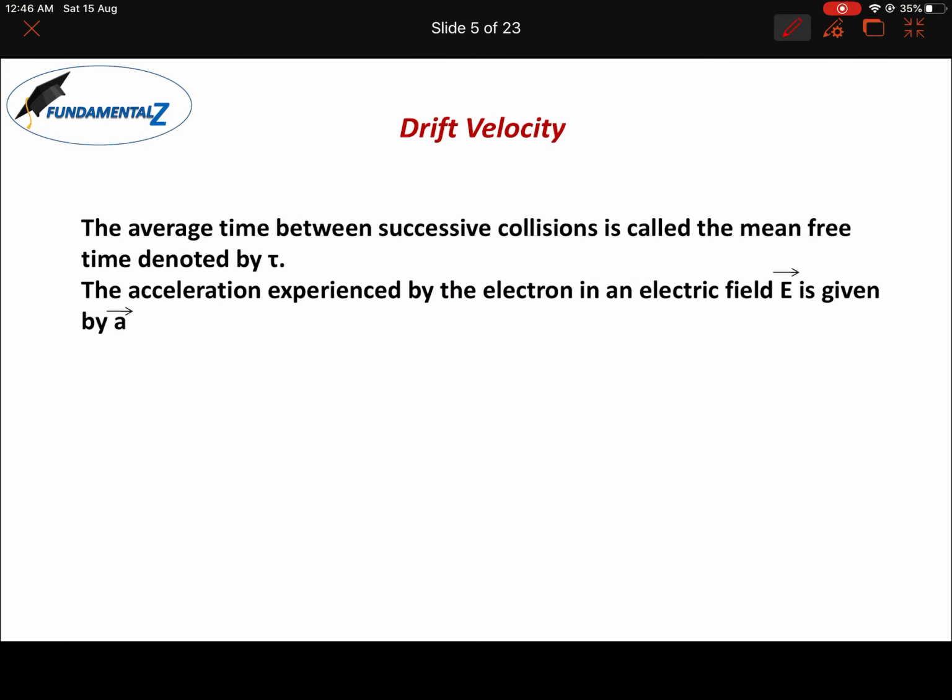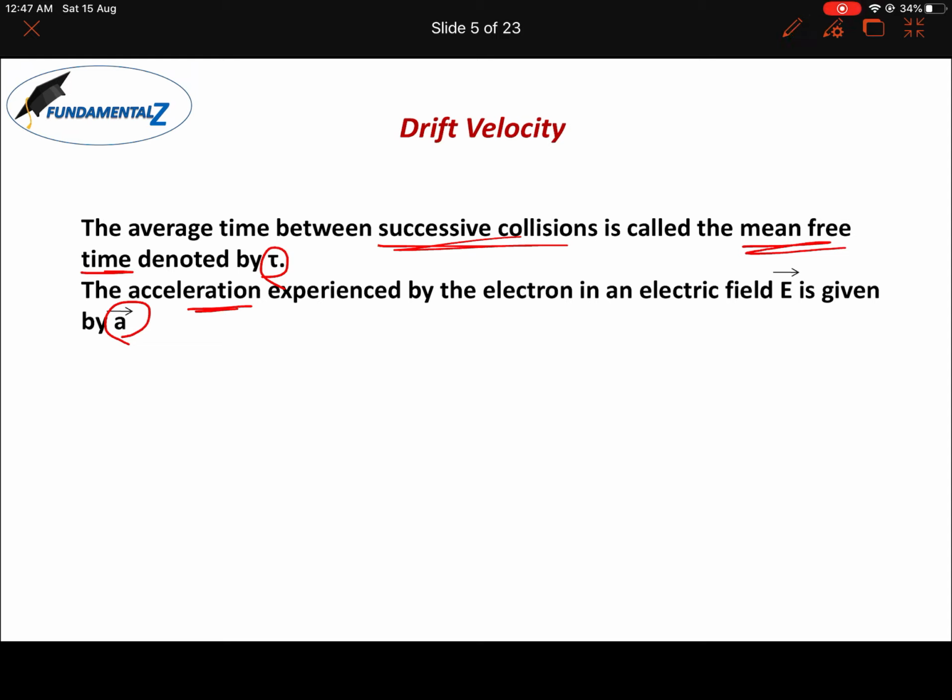So now we are going to derive the drift velocity. Before that, we need to know two terms. One is tau, the other one is a. Tau is nothing but mean free time. The time between two successive collisions is called the mean free time, tau. Similarly, a is nothing but the acceleration of the electron in an electric field. Here again, a carries an arrow mark representing it to be a vector quantity.